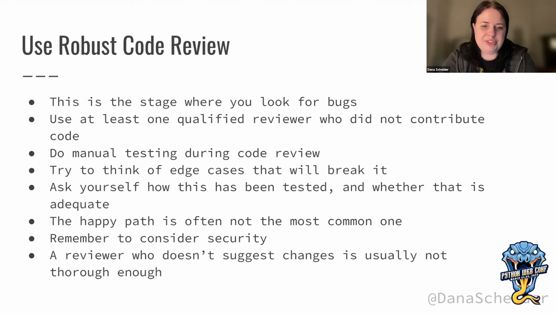Asking yourself how this has been tested and whether that's adequate is also really important. Keeping in mind that the happy path in software is often not the most common one. At my first QA job, when I was first getting into the industry, we only tested the happy path. And at one point I asked our head of product what percentage of the time customers actually went through the happy path. The answer was 5%. So be aware that other scenarios besides the happy path are often much more common, and make sure that those are optimized.